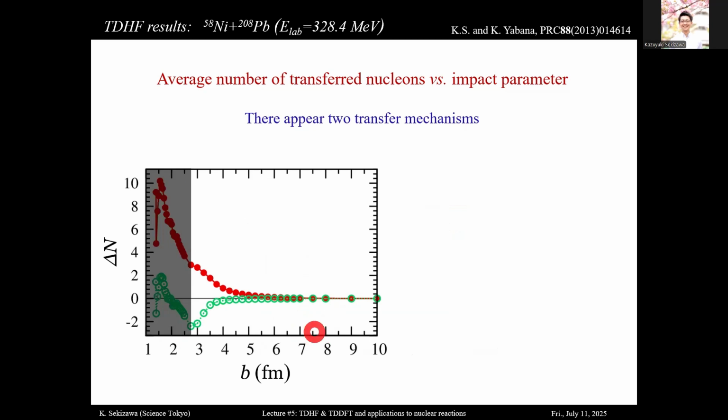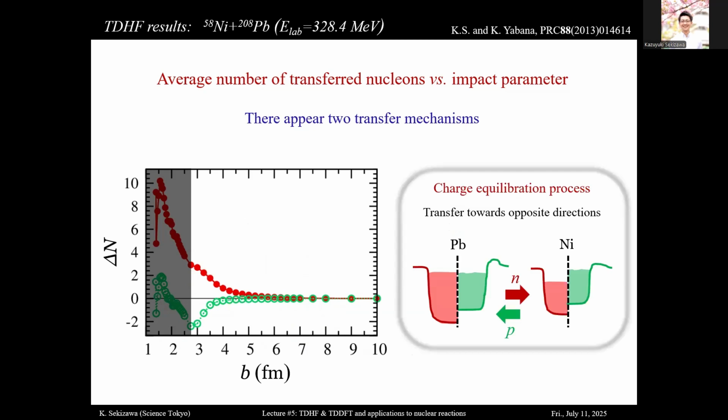In this region, the neutrons and protons are transferred in the opposite way. This can be understood as a charge equilibration process, where we have different Fermi energies in each nucleus, and then neutrons and protons transfer to gain energy during the collision. From this kind of consideration, we can explain this trend of nucleon transfer at the initial stage.